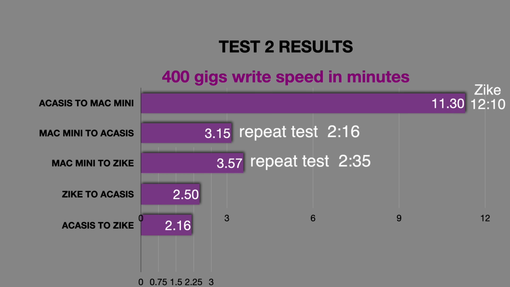So let's just go through the results here. The Acasis to the Mac Mini took 11 minutes and 30 seconds. And the Zike to the Mini took 12:10. The Mac Mini to the Acasis took 3 minutes and 15 seconds. The Mac Mini to the Zike took 3 minutes and 57 seconds. The Zike to the Acasis took 2 minutes and 50 seconds, and the Acasis to the Zike only 2 minutes and 16 seconds. And if you look at my repeat tests, the Mac Mini to the Acasis took 2 minutes and 16 seconds, and the Mac Mini to the Zike took 2 minutes and 35 seconds.